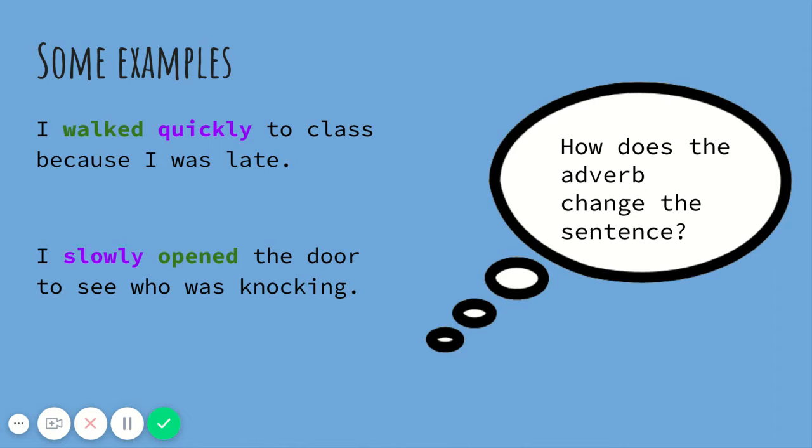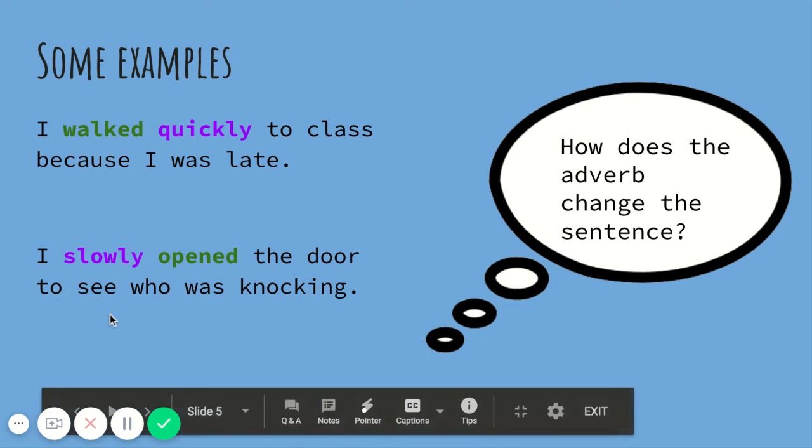You don't want to miss math, so you're going to walk quickly, right? And when you say quickly, you're telling your reader a little bit of extra information about how you walked, right? Now, in the second example, it says, I slowly opened the door to see who was knocking. In what situation would someone have to open a door slowly?